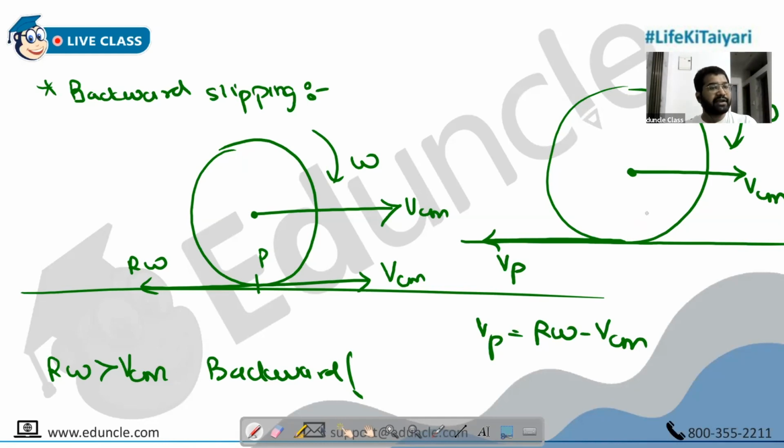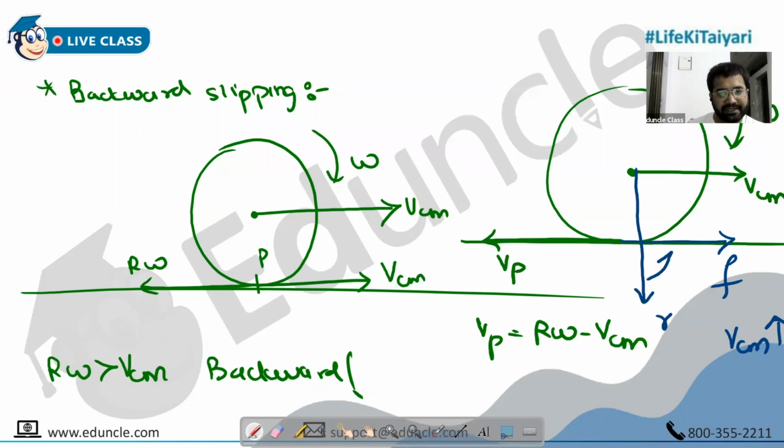But what will happen to friction? Friction will try to oppose the slipping. Friction will now act in the forward direction. It will oppose the slipping. Now, since force is in the forward direction, acceleration is in the forward direction, what will it do? It will increase Vcm this time. Also, yes, there is a torque. Now, the direction of torque is R cross F. This is R, this is F. This is going anti-clockwise.